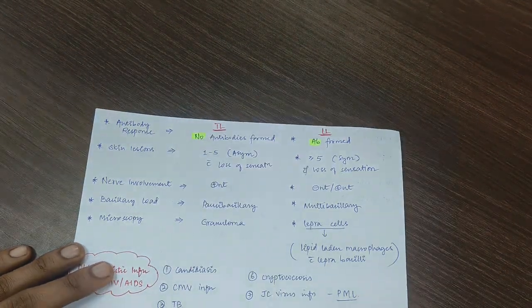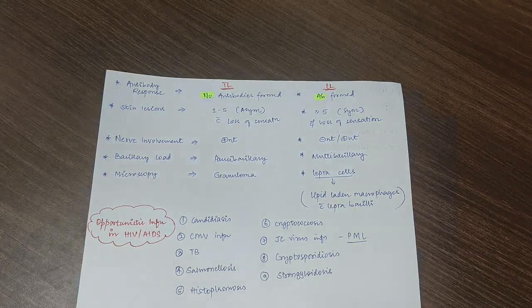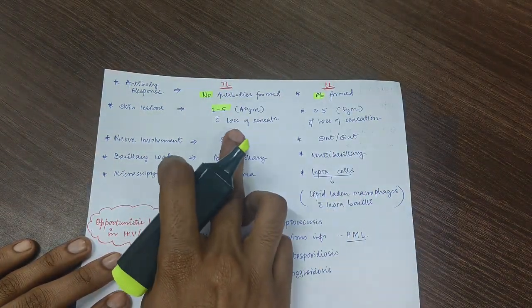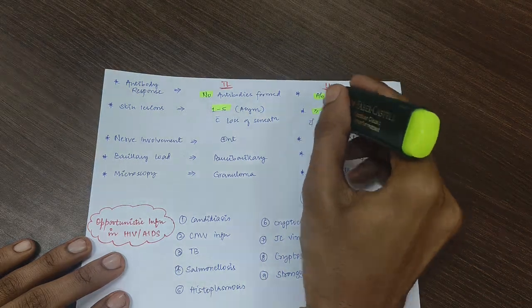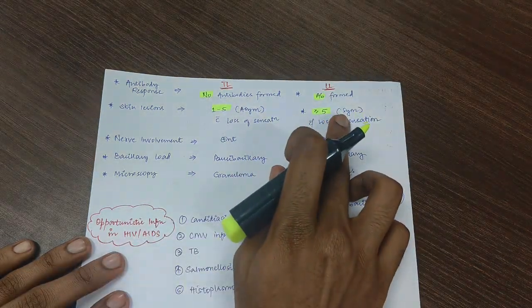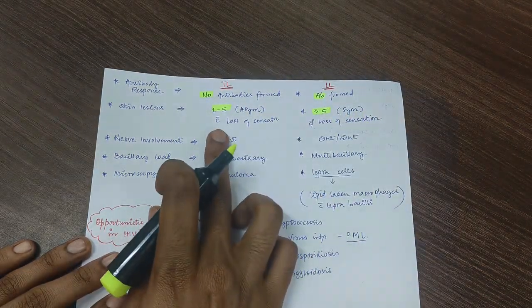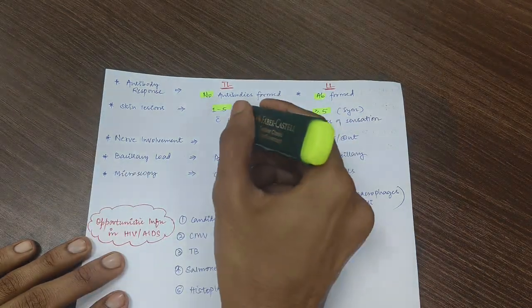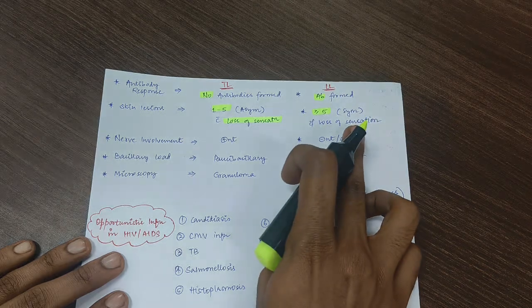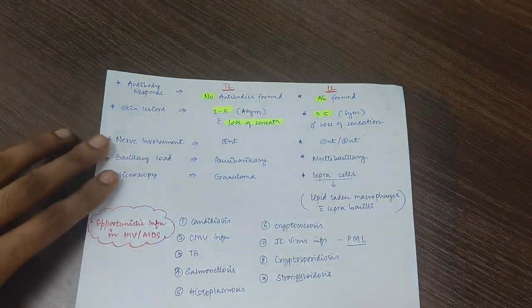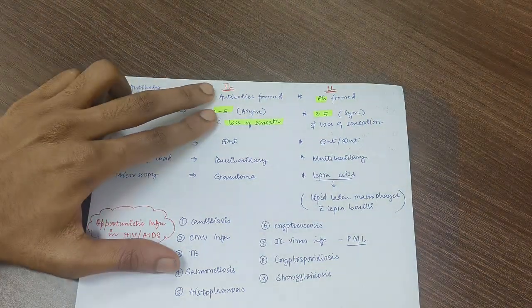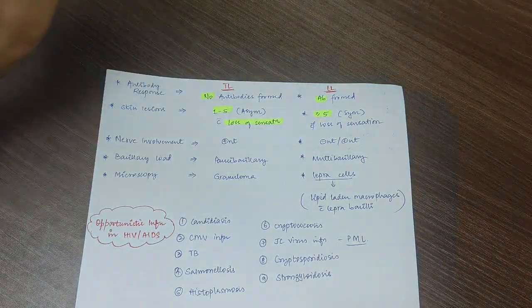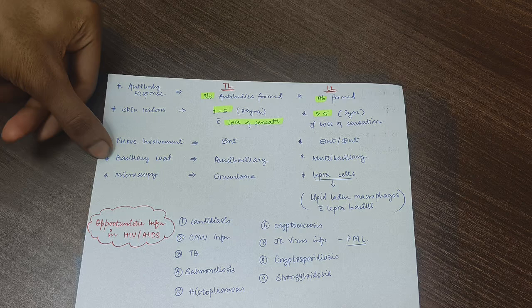The antibodies are present here. What about the skin lesions? Skin lesions are just 1 to 5 in number and they are asymmetrical. Here it is more than or equal to 5, but they are symmetrical. Next, there is loss of sensation here. Here there is no loss of sensation. Next, nerve involvement. Nerve involvement is present in case of tuberculoid type, whereas it is absent or present in case of lepromatous type.